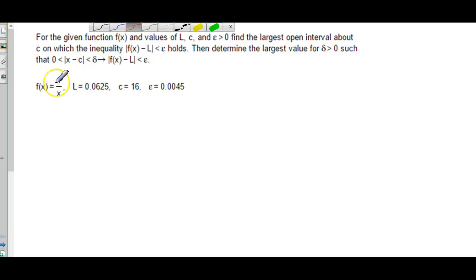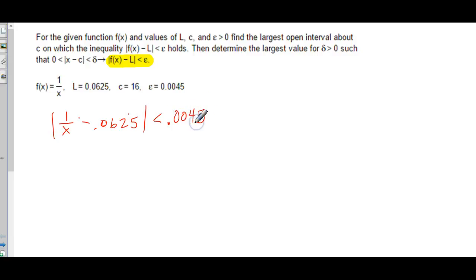So notice this is 1 over x. That's our function. I'm going to start right here with this part. I'm going to say f of x minus L, so 1 over x is our function, minus L, 0.0625. And that absolute value is less than epsilon, 0.0045. Alright, so that's the first part.